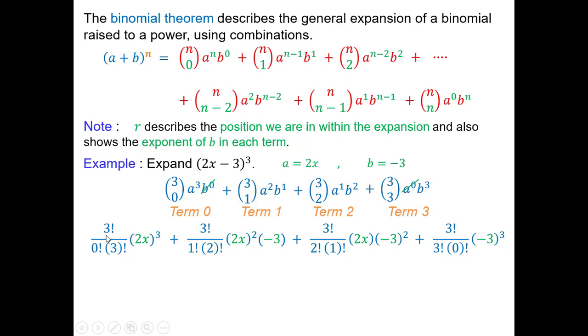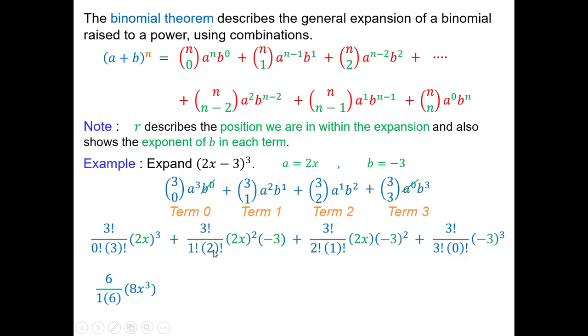So now we just have to figure out what each of these coefficients are, recognize that 3 factorial is 3 times 2 times 1, which is 6. 0 factorial, by definition, is 1, because it's basically saying how many different arrangements are there for 0 objects, and there's really just 1. So the definition for 0 factorial is 1. And finally, again, 3 factorial is 3 times 2 times 1, which is also 6. At the same time, we applied the exponents to get 2x to the power of 3, which is 8x cubed.